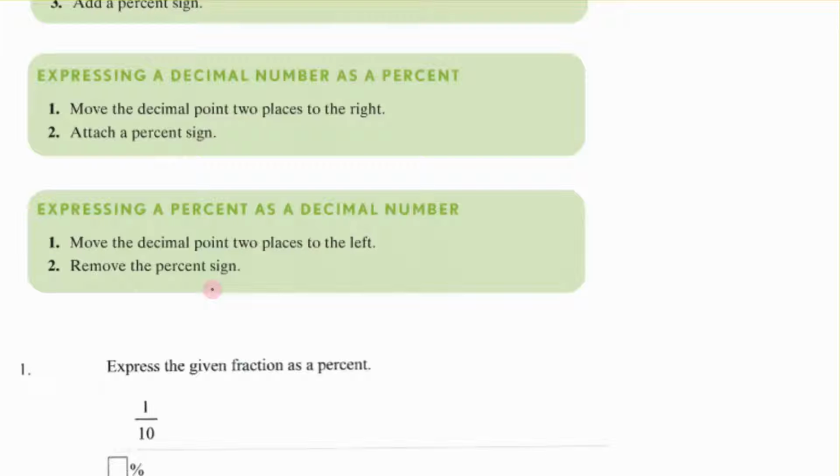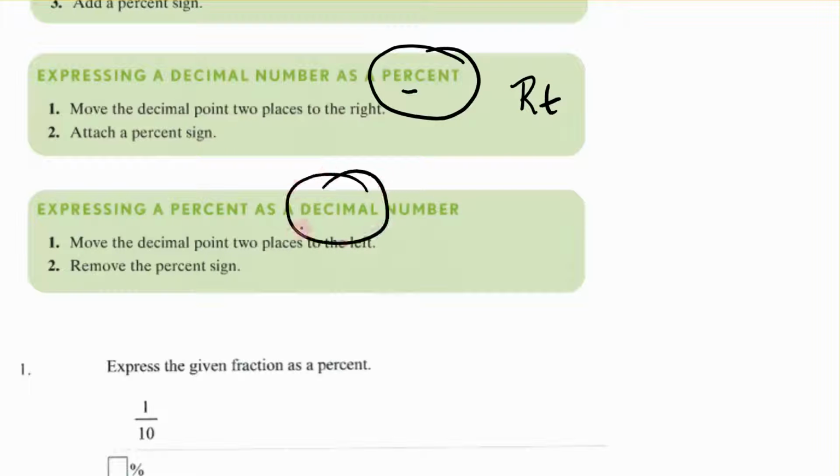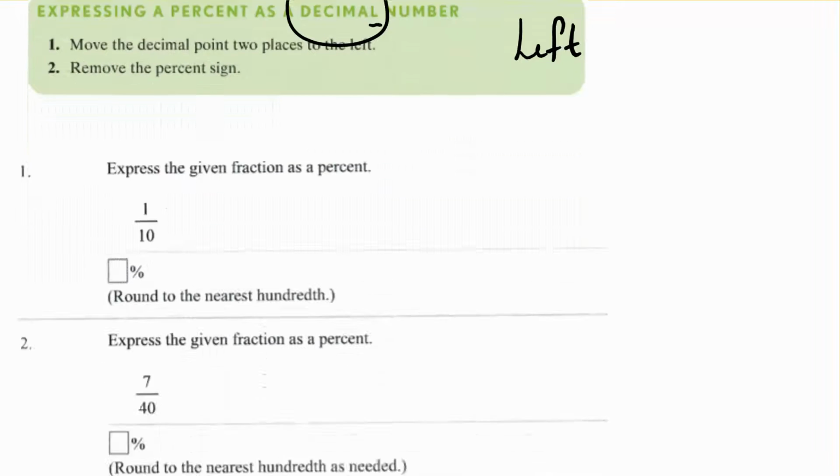Now here is a quick, easy way to remember which way to move the decimal point. If you are turning something into a percent, there's an R in the word percent, so you go to the right. If you're changing something into a decimal, there's an L in there, so you move to the left. Now that does not explain the mathematics of what's going on, but it does help people remember it. All right, let's get in here and do some problems.